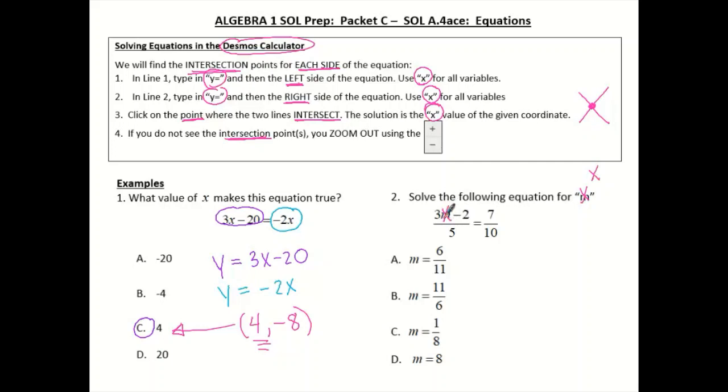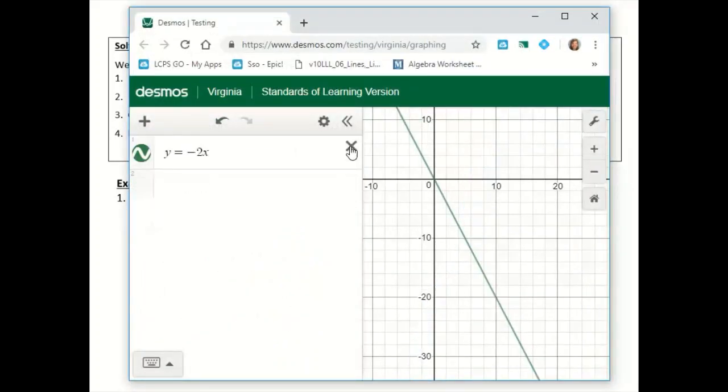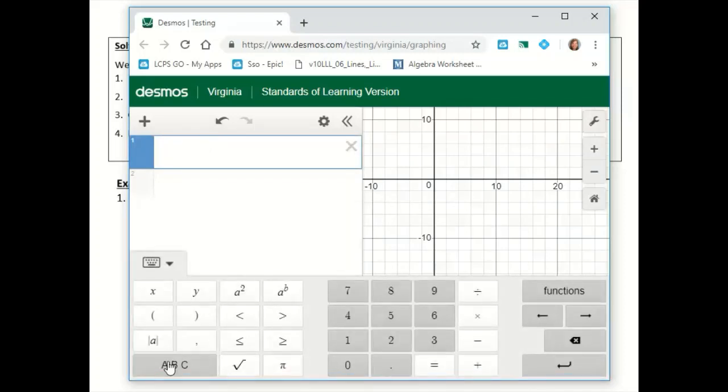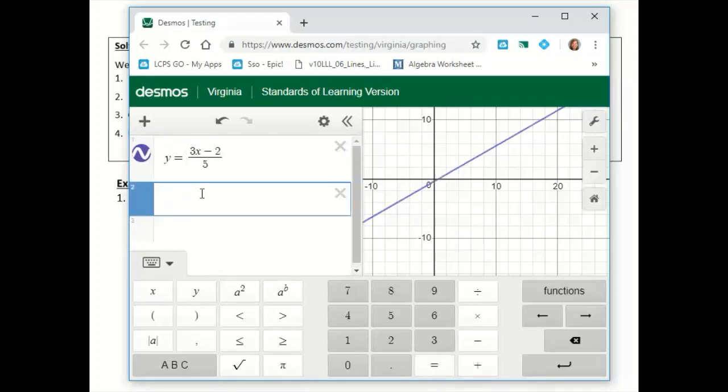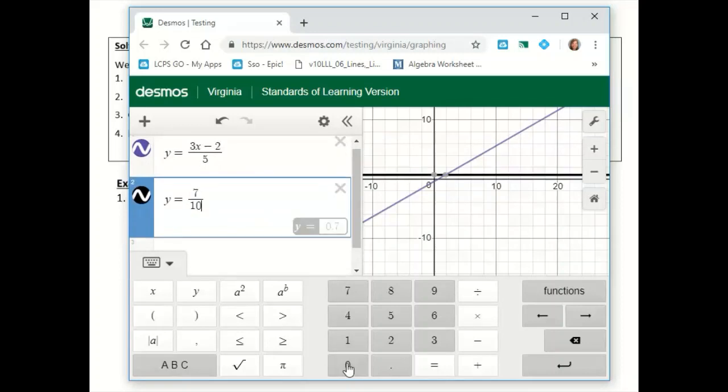So I'm going to come back to Desmos. I'm going to get rid of my other equations, and I'm going to type this one in, but instead of m, I'm going to put x. So 3x minus 2. What you can do is highlight this and then click divided by 5. We always want to have y equals, so we can go back there and type in y equals. Then we're going to do it for the next one. It says 7 over 10, so I'm going to write y equals 7 divided by 10.